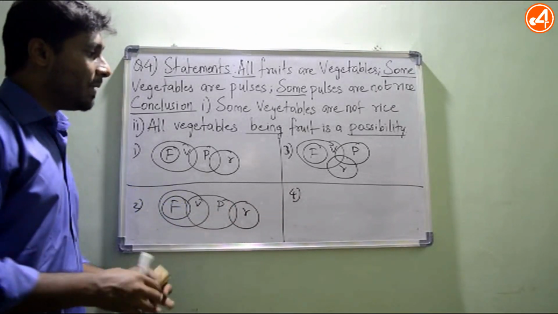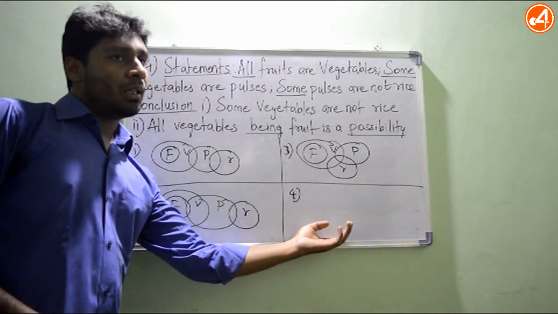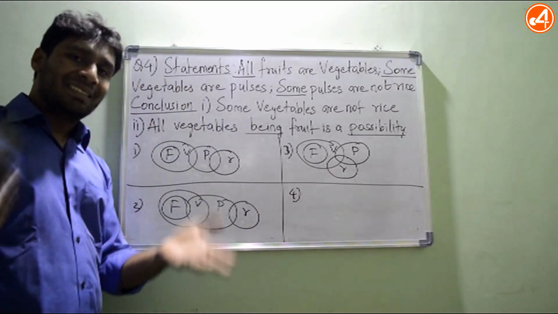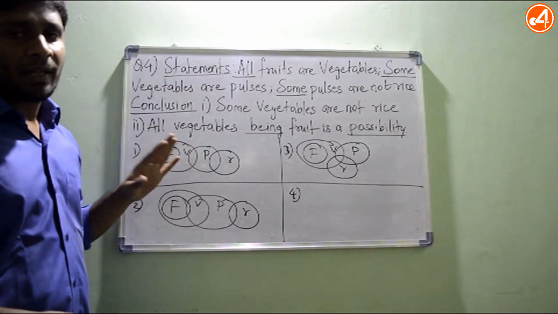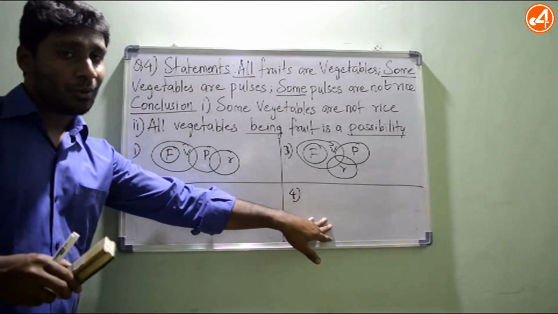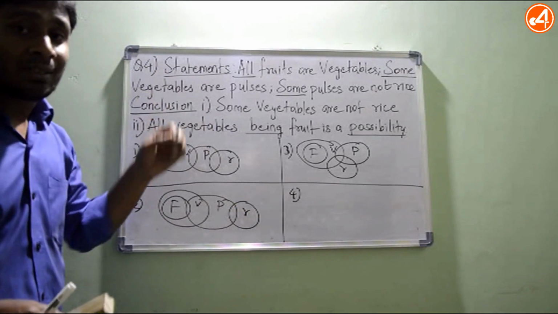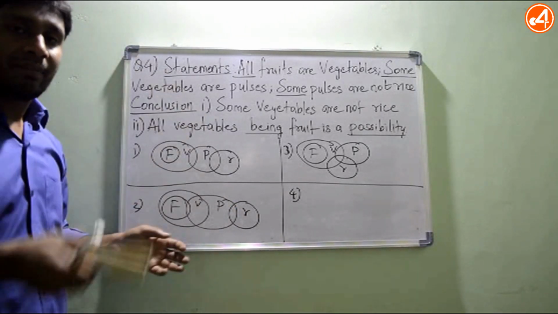And the fourth I can simply make all the things related. If you're trying to draw the last diagram, you can just relate all the given parts in the question, all the given objects in the question. So here in the fourth one, I'm just going to connect the fruits, vegetables, pulses and rice all at once. I can simply make connections between all the given objects.